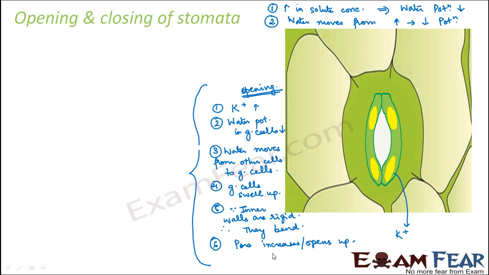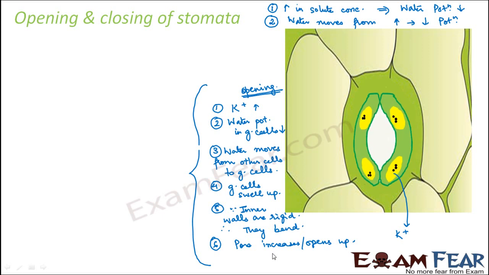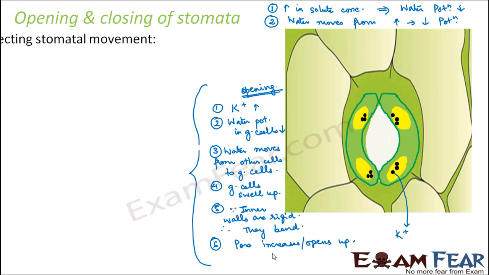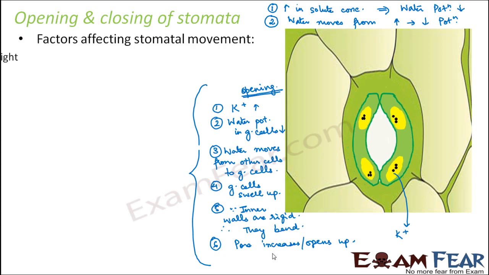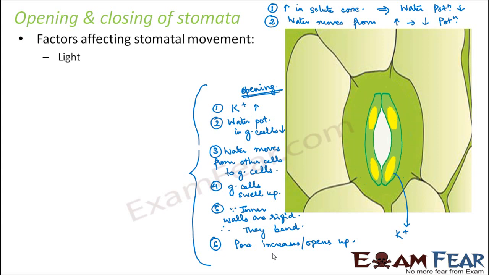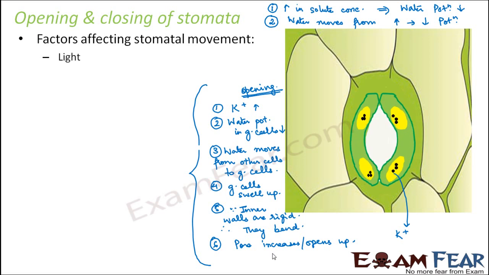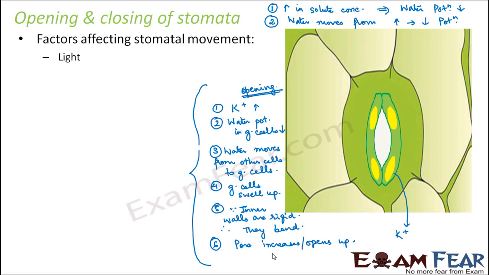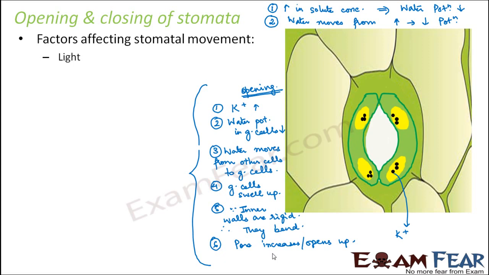So let us look at the various factors that can influence the stomatal movement. Now some of the important factors are light. Light, as I said just now, I don't need to explain it once again, because in presence of light, potassium ion concentration in the guard cells increases, and that way it governs the opening and closing of stomata.